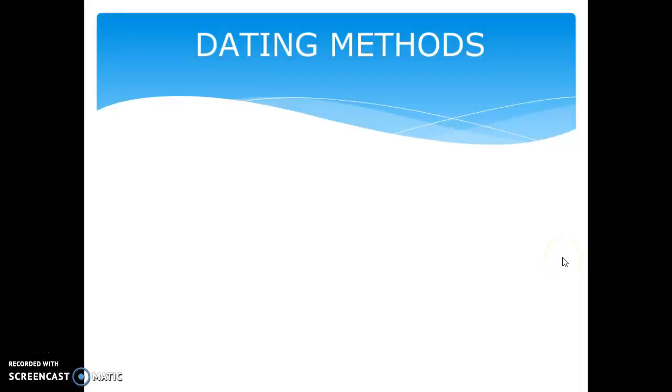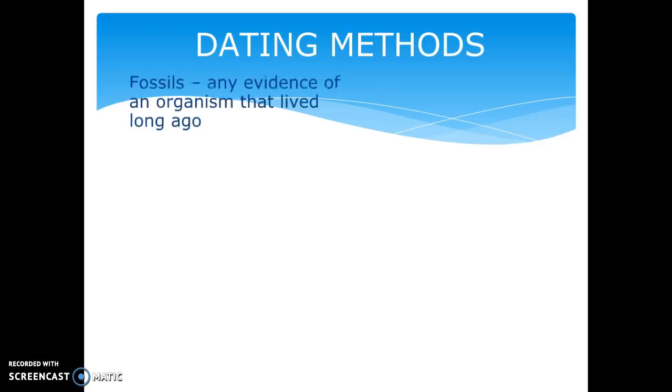All right, my friends, we are going to finish up the Natural Earth's History lecture notes today, and we are going to start with dating methods. And this is not dating your boyfriend or girlfriend. This is how we figure out how old organisms or fossils are. So you see the definition of fossils: any evidence of an organism that lived long ago.